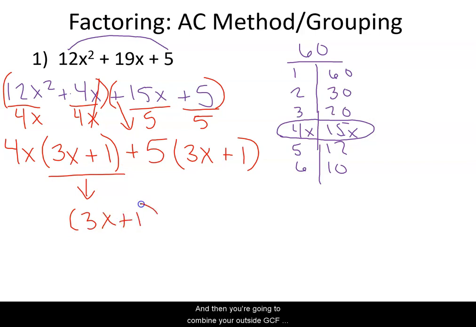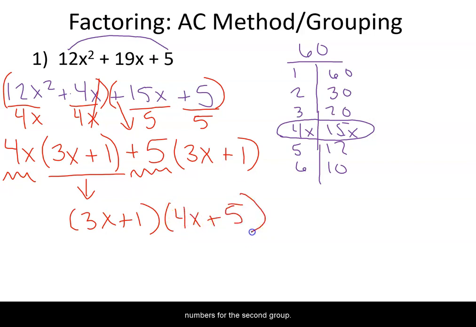Then you're going to combine your outside GCF numbers for the second grouping. With these, you can also check your work. So this is our final answer. To check your work, you can FOIL or distribute it, and you should get the same answer as our original problem. All right, so that's the AC method.